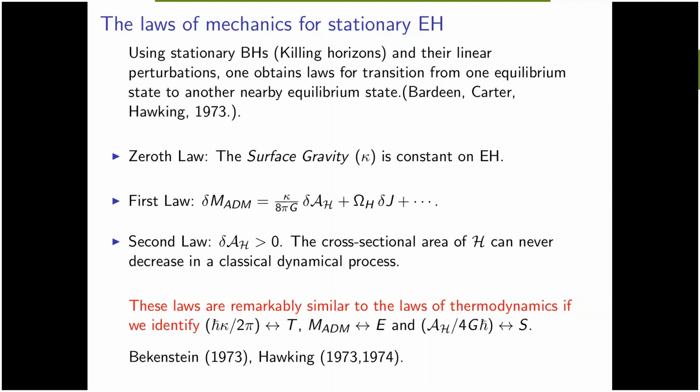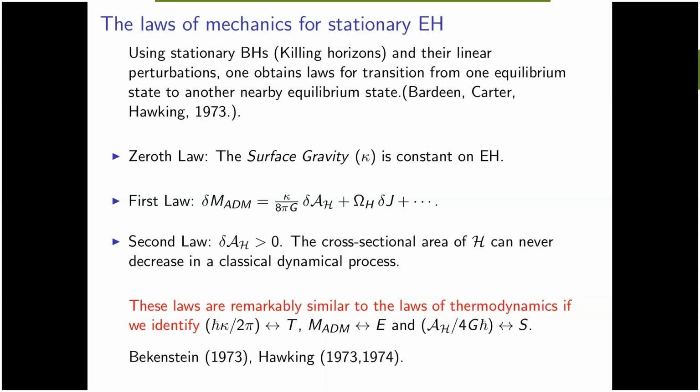And there is a second law, which says that in a classical process, the area of the black hole is always going to go up. Now, it is remarkable that these laws are basically identical to the laws of thermodynamics. If we make certain identifications, like ħκ/2π to be the temperature, the mass to be the energy, and the area to be the entropy of the black hole, then these laws become identical to the laws of thermodynamics.